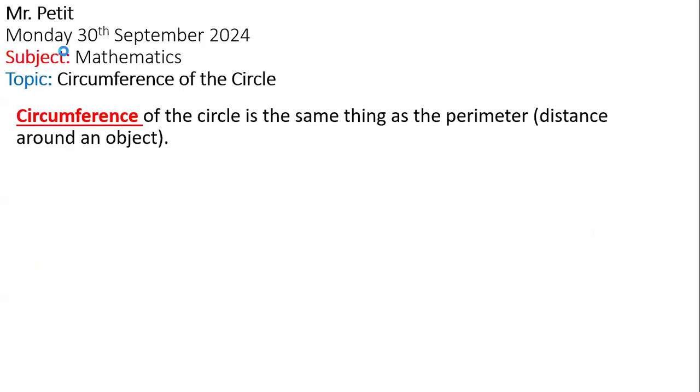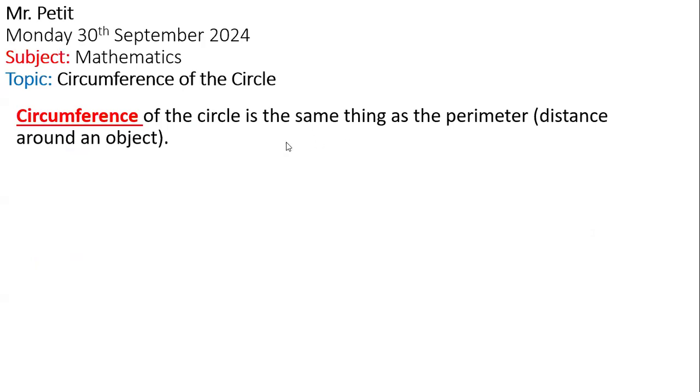So the circumference by definition is the perimeter of the circle. If I ask you what we mean by the circumference, you have to tell me that the circumference is the perimeter of the circle or the distance around the circle. So that's what we're trying to calculate. What is the distance around the circle? All right.